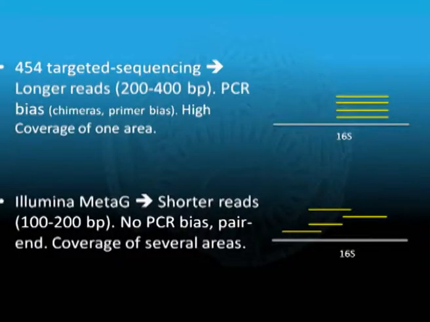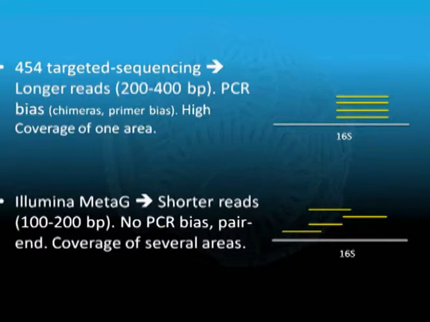So if you do 454 target sequencing, you usually get reads of about 200 to 400 base pairs. You will have a PCR bias because you use primers, you use PCR, so things deviate a bit. You generate probably a few chimeras. So if you have a 16S fragment, what you end up with is something like this, several fragments covering one specific area of a 16S. 16S is usually divided in several areas.